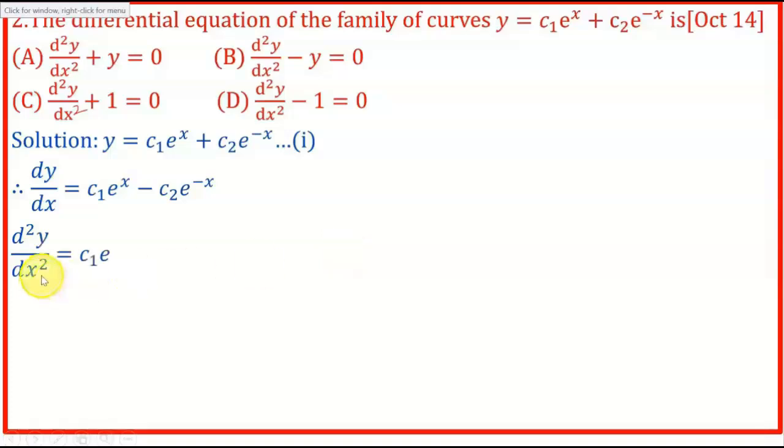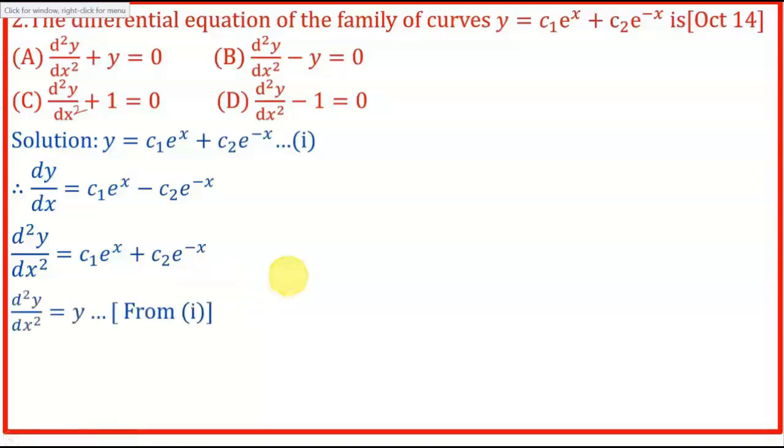And the second derivative again: the derivative of e raised to x is e raised to x, and the derivative of minus e raised to minus x is plus e raised to minus x, since minus and minus become plus. And hence d2y by dx square is equal to c1 e raised to x plus c2 e raised to minus x. But what is this? This is nothing but y.